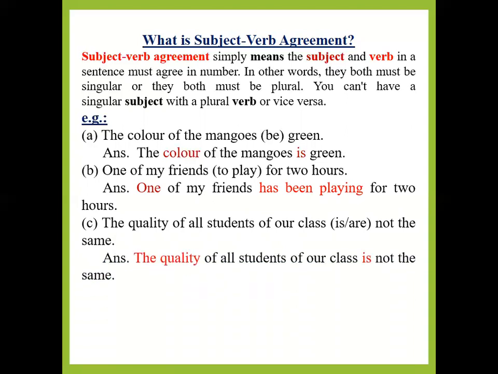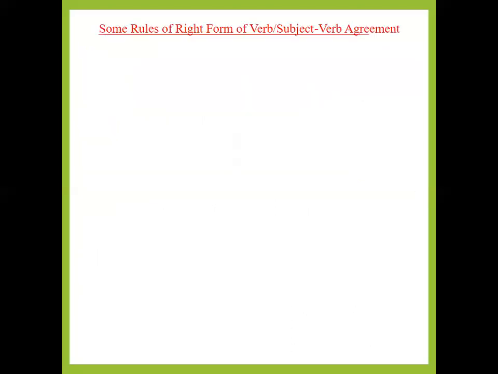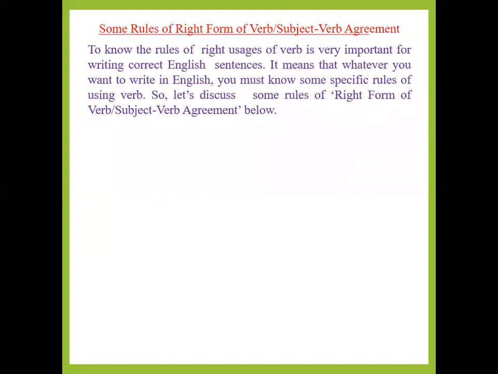So the answer is: the quality of all students of our class is not the same. Some rules of right form of verb, or subject-verb agreement. To know the rules of right usage of verbs is very important for writing correct English sentences. It means that whatever you want to write in English, you must know some specific rules of using verbs. So let's discuss some rules of right form of verb, subject-verb agreement, below.